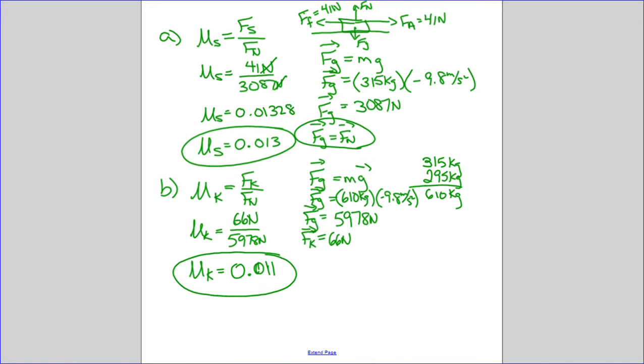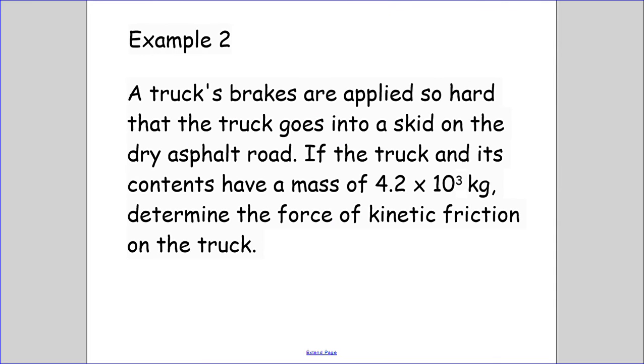My kinetic friction value is a little bit smaller than my static friction value, which is something that should always happen because your static frictional value should be a little bit bigger. So let's take a look at one other problem. Let's see if you can get this one on your own. So pause the video, read it through, give it a try, and come back when you're ready.